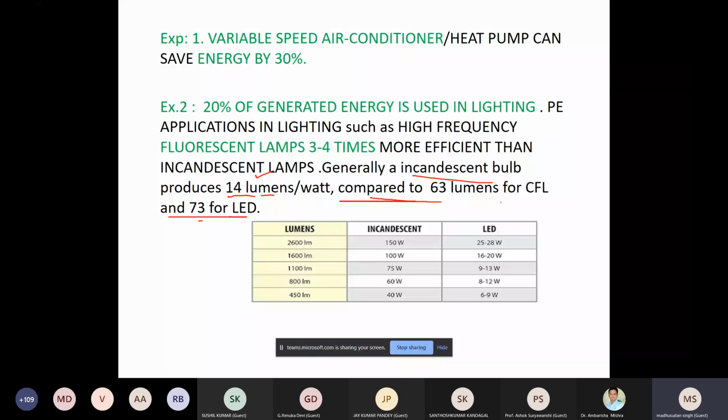This is a comparison table, and you'll see that all these applications, whether you call the CFL based system or the LED system, are examples of power electronics applications, right?